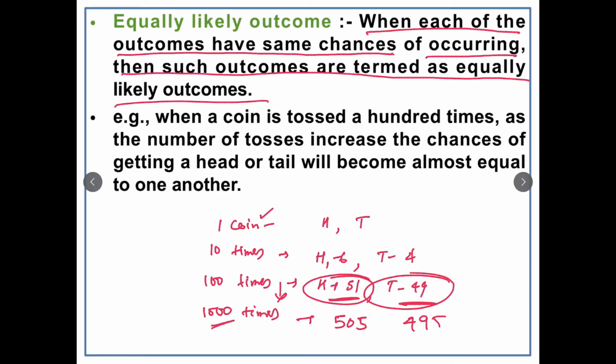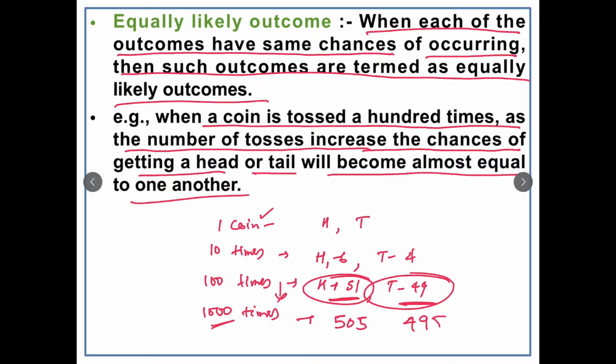Okay, when we toss a coin, the chances of getting a head or a tail are equal. For example, when a coin is tossed 100 times, as the number of tosses increases, the chances of getting a head or a tail will become almost equal to one another. Such events are called equally likely outcomes. I hope it's clear to you.